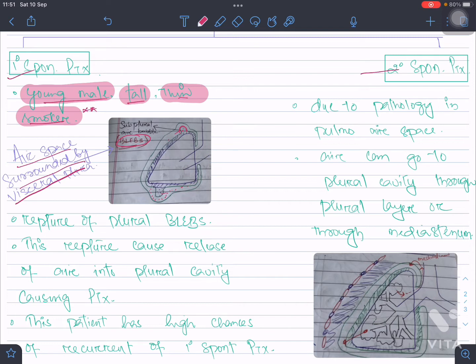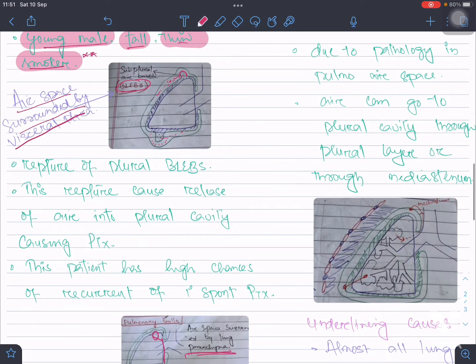So when this air gets into the cavity, it is termed pneumothorax, and the rupture of these blebs can cause pneumothorax. Okay, and the recurrence rate is very high, because after rupturing of one bleb, after a few times another bleb can rupture, so another amount of air can be present in the cavity. So the recurrence rate is high, so we need to understand.